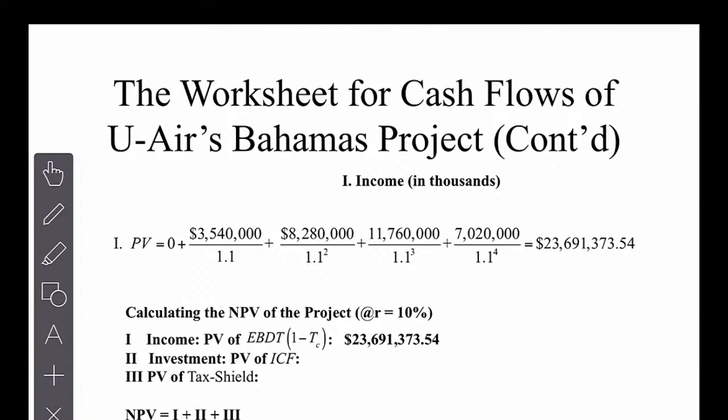I just got the first one. If you put these into your calculator at 10%, you get 23,691,373. So that is your net operating cash flows, the present value of the net operating cash flows for the project. But you haven't thought of the investment piece, and you haven't thought of the tax shield piece yet. So we have to do those separately. Are you with me? We're going to do the next two pieces.